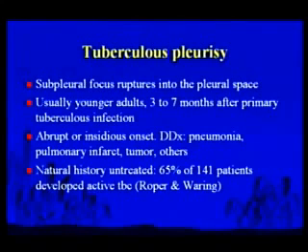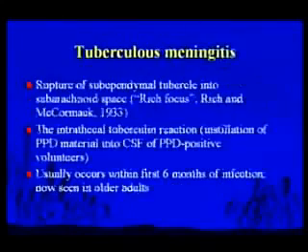Tuberculosis should always be considered as a cause of an undiagnosed pleural effusion. And getting back to this concept of serosal TB, the pathogenesis is a subpleural focus that ruptures in the pleural space. You have to think about TB. I'm going to spare you a lot of the other details in this.